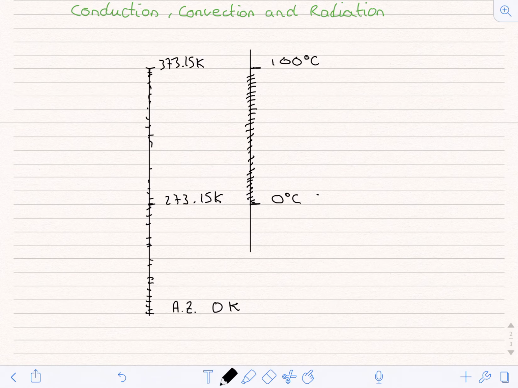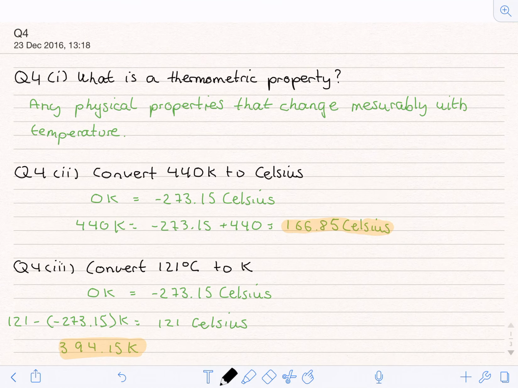Now that we know that, we can go ahead, and it says convert 440 Kelvin into Celsius. If we know that 0 Kelvin is equal to minus 273.15 Celsius, then we just have to get this and add 440, and we get this result, and the result is here.